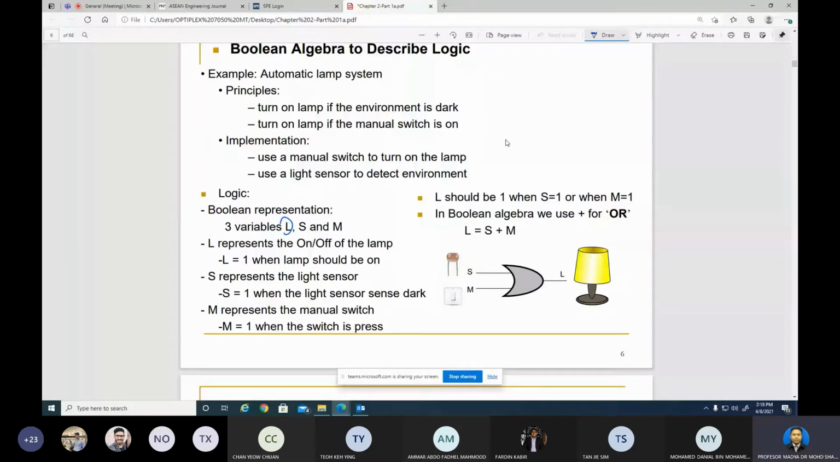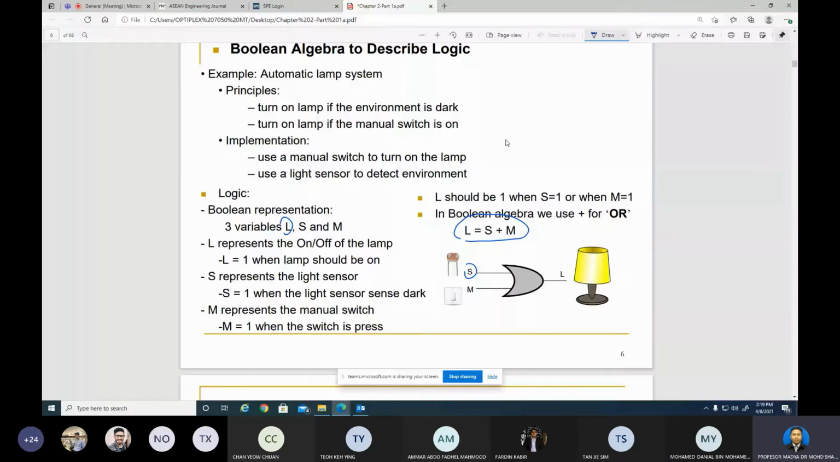So the lamp will be on when either one is triggered, or active, or 1. So this is what we call the Boolean expression, similar to what I explained before. So this one is declared as S, and S represents the light sensor, and M represents the manual switch, and then L represents the lamp.